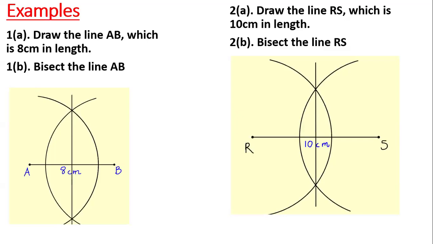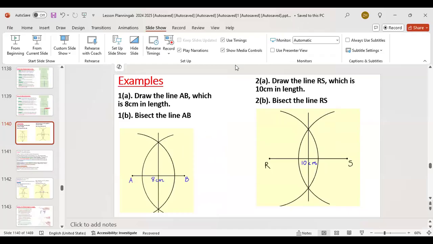Alora, you need me to explain this again, right? Yes, sir. So quickly, what I did was, in order for us to bisect something, bisect means to cut in half. So the goal here is to cut these lines in half. That's the goal for bisecting, to cut it in half.